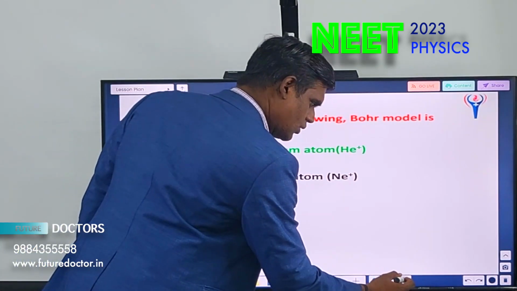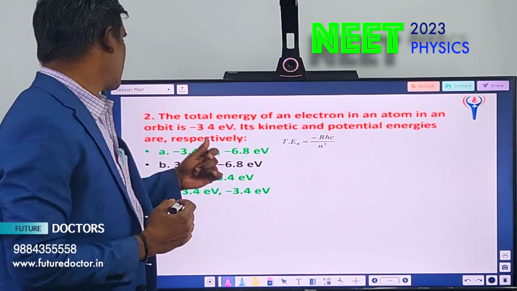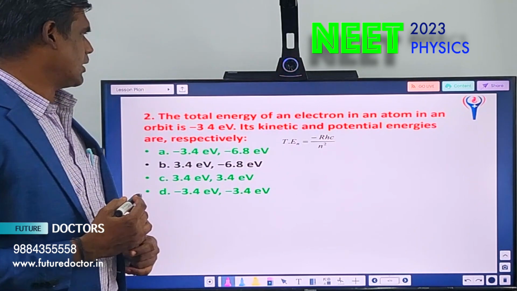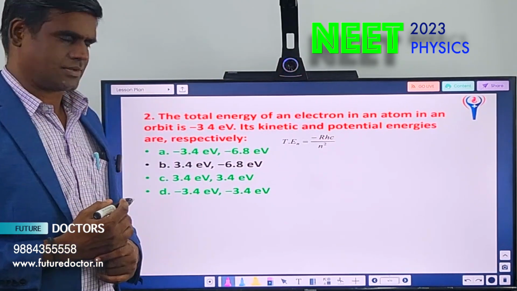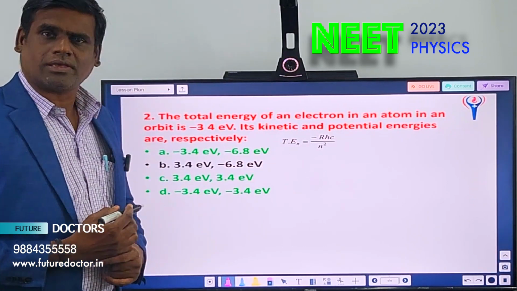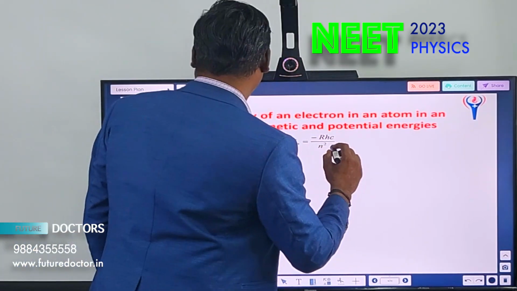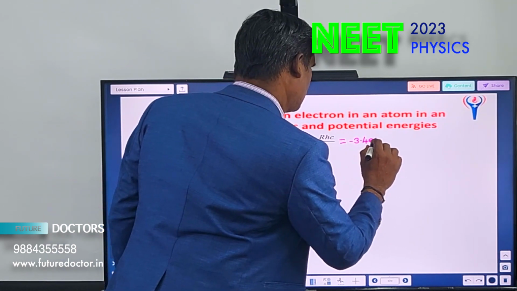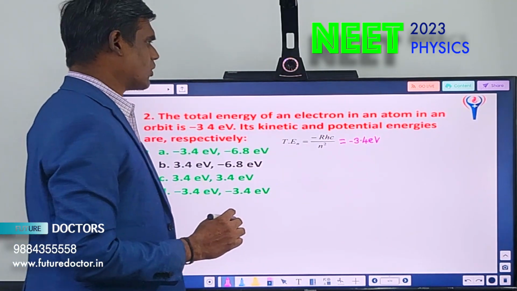Let's move to question number 2. The total energy of an electron in an atom in an orbit is minus 3.4 eV. Its kinetic and potential energies are dash. The actual formula is total energy E equal to minus RHC by N square, and this is given as minus 3.4 eV. Okay. Now, kinetic and potential energy.